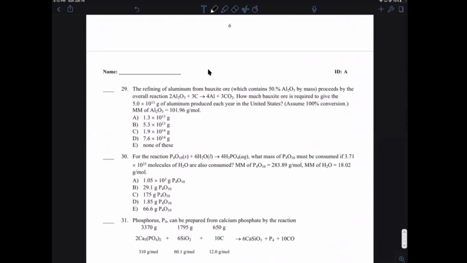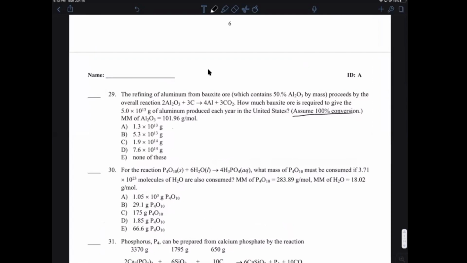Okay, so for number 29, first of all, we're already given the equation, so we don't have to worry about writing that out. It tells us to assume 100% conversion. So what should we do? Let's start with what we're given, which is 5.0 times 10 to the 13 grams of aluminum. And what it's asking for is the bauxite ore.